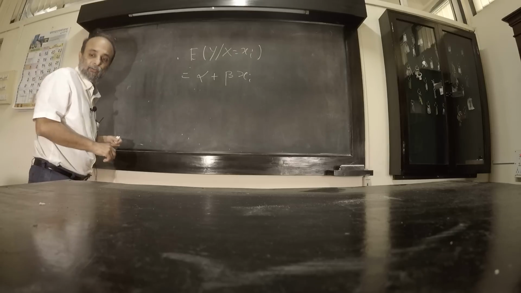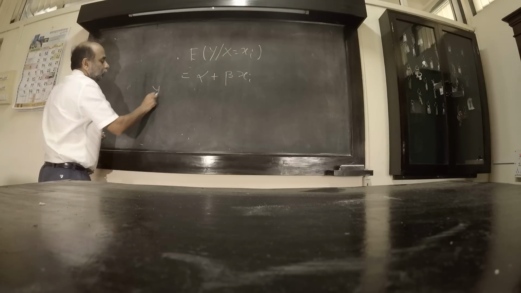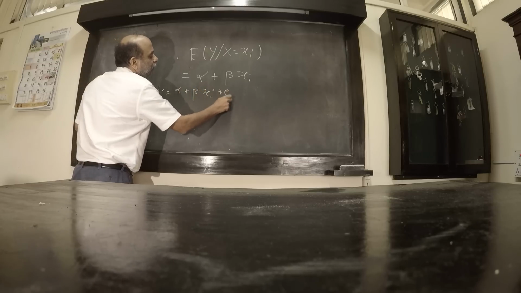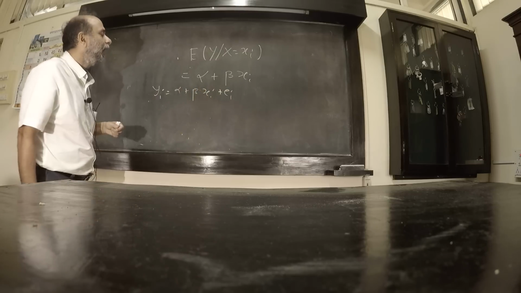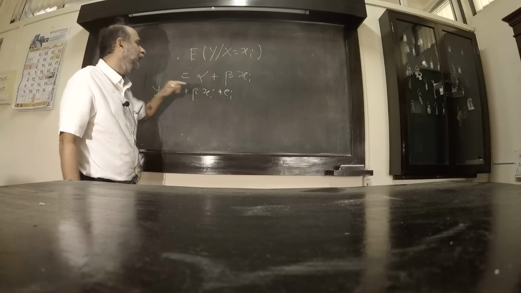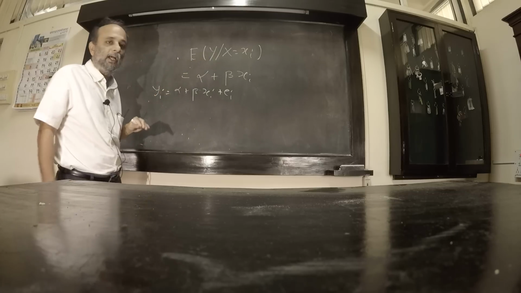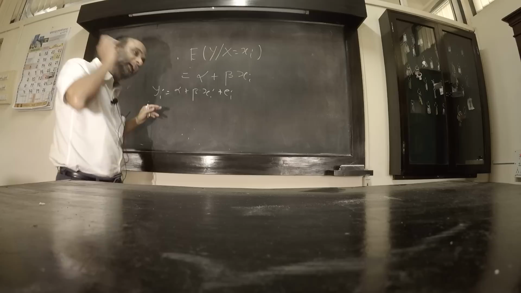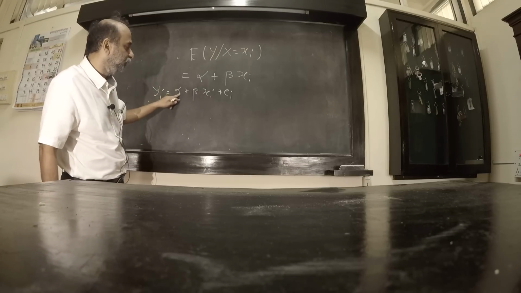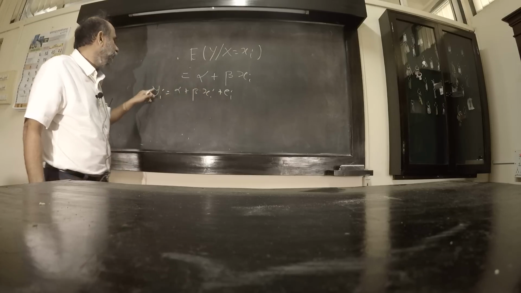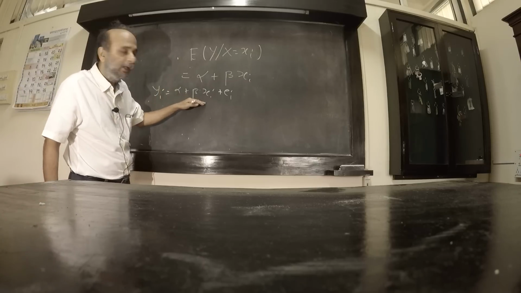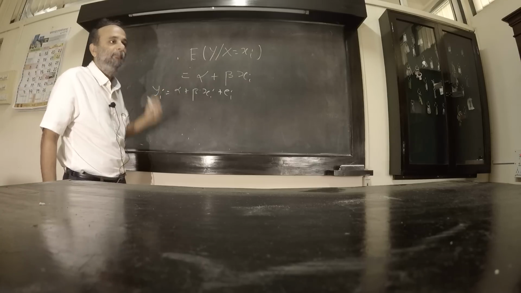from which it follows that yi is alpha plus beta xi plus ei, because here we are positing the conditional mean of y given xi as a linear function of xi. Yi is an individual value of y. This is the conditional mean function, and ei is the gap between each individual value of y and the conditional mean of y given x equal to xi.